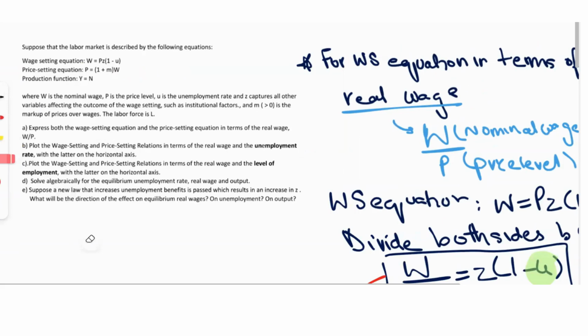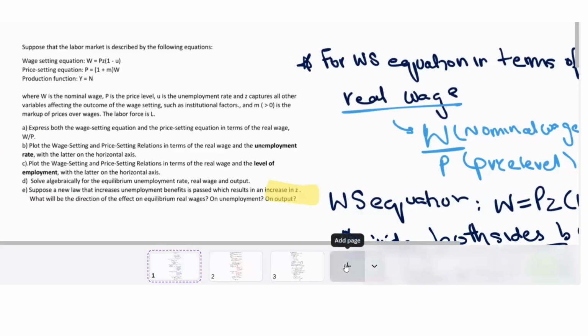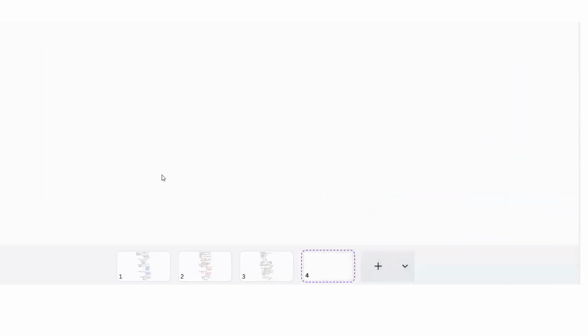Now in the last part, we wrote that a new law that increases unemployment benefits is passed, which results in Z increasing. So the keyword here is that Z goes up. What will be the direction of the change in the equilibrium real wage and unemployment? So we want to see what happens if Z increases to the equilibrium values of unemployment, real wage, and output.